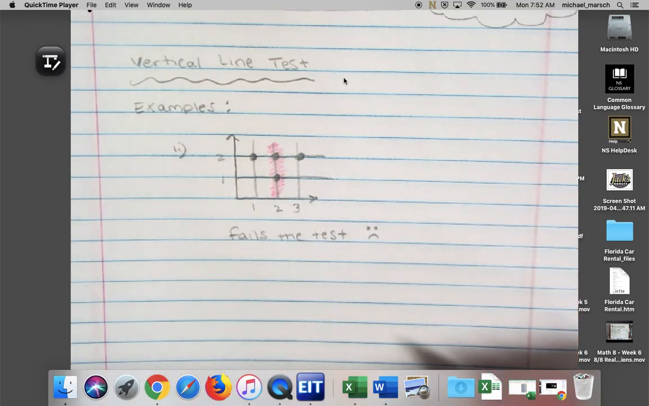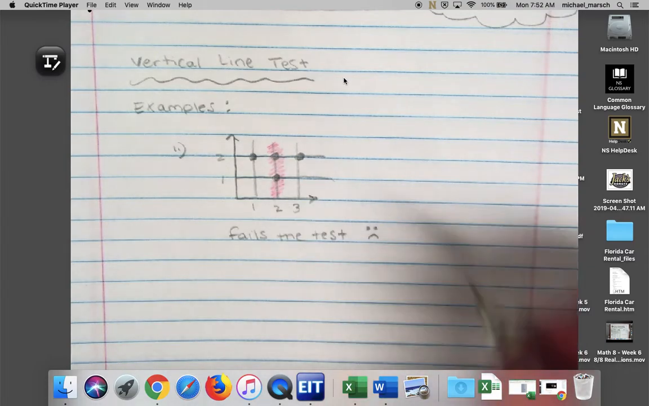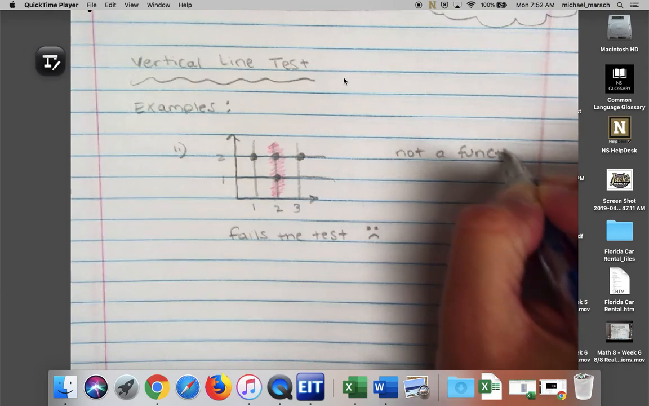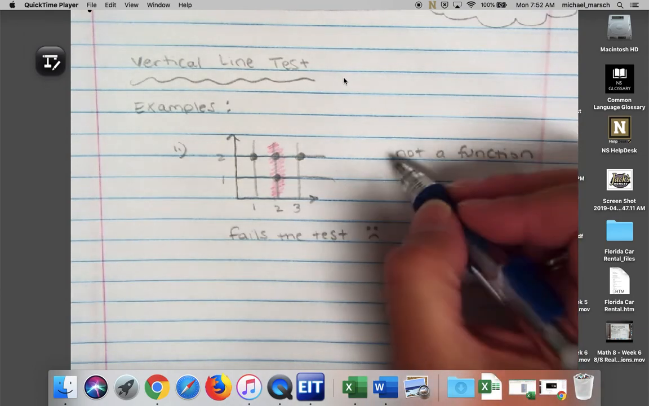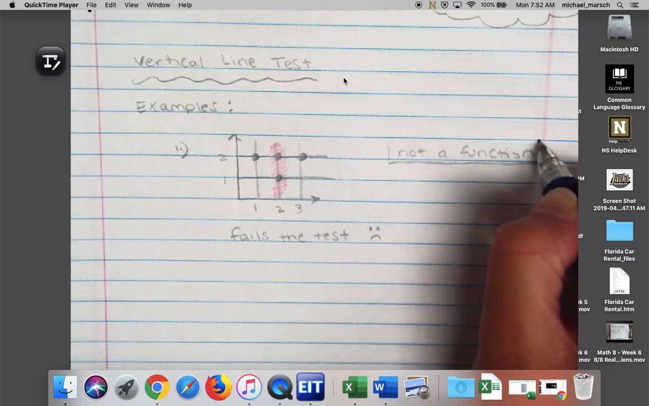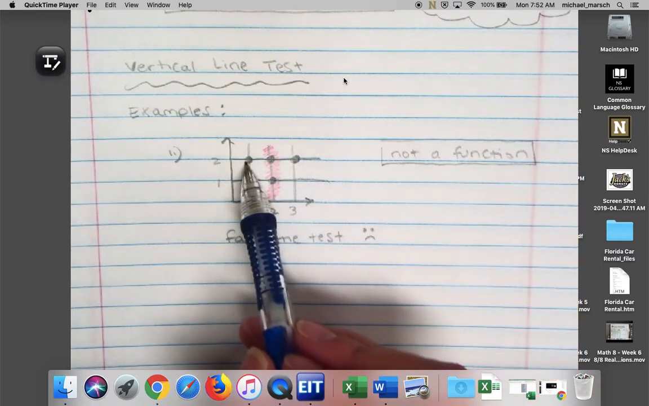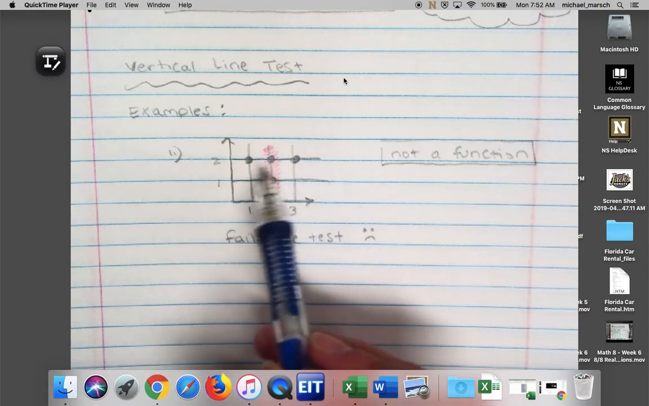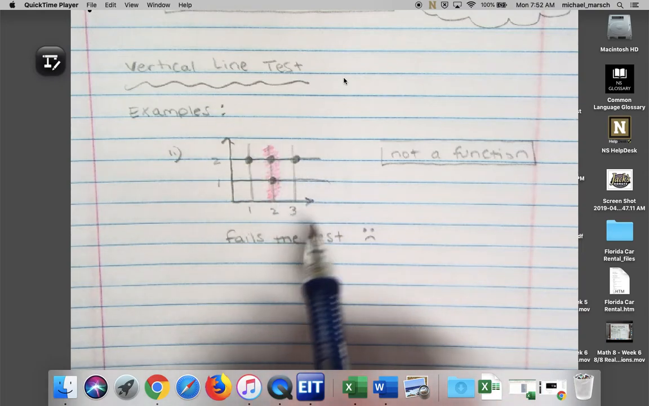Womp womp, right? So since it fails the test, not a function. Okay, this disqualifies it, that it fails the test. Again, it doesn't matter that these y values are the same. It does not matter. Now, some of you might be thinking, what do you mean?